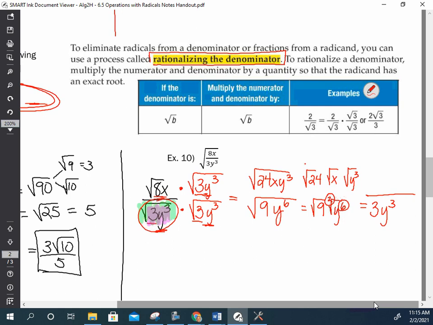24. What can I use to break up 24? That can't stay that way. Six times 4: the square root of 4 is 2, and the square root of 6 stays inside.